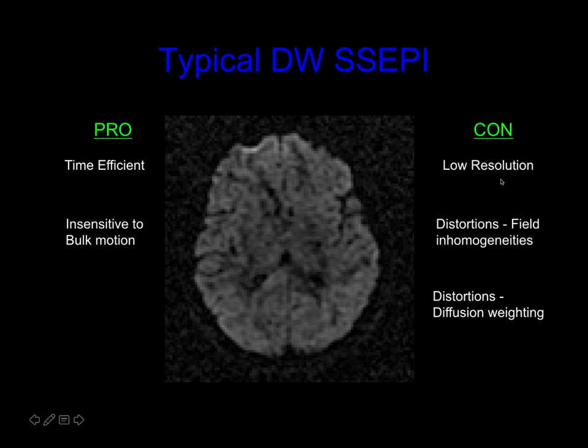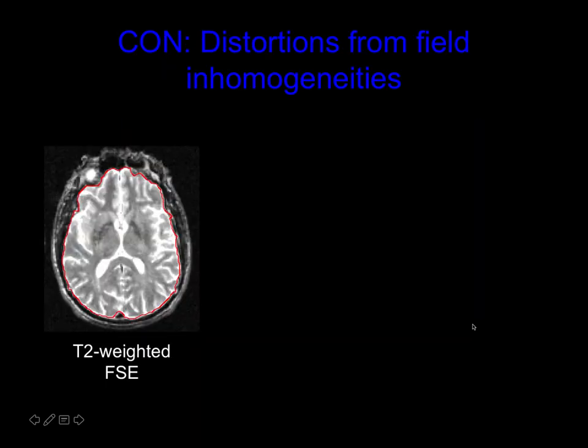Some of the cons, though, is that it is inherently low resolution because it's single shot. That means all the data we collect for a slice has to be after just one excitation, so we don't have very much time to gain in resolution. In addition, there are distortions due to field inhomogeneities near areas of susceptibility, otherwise known as the EPI related distortions. And there's also distortions due to the actual diffusion weighting process, using those large gradients to do the diffusion weighting. So we'll kind of step through these.